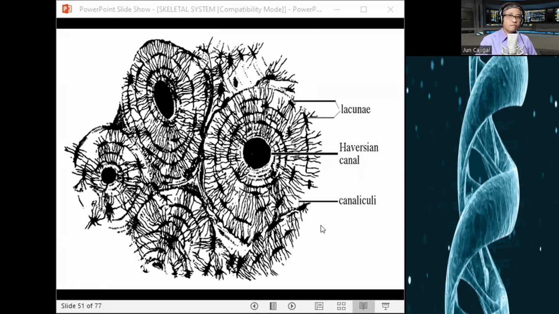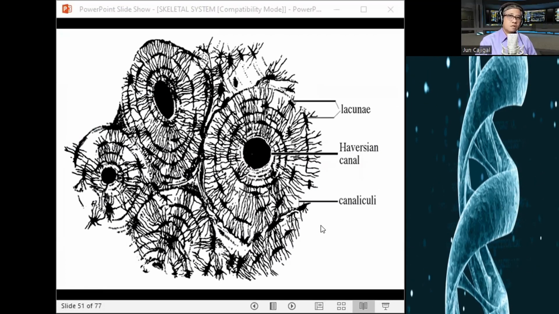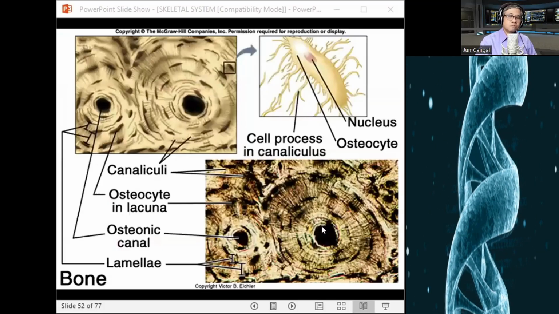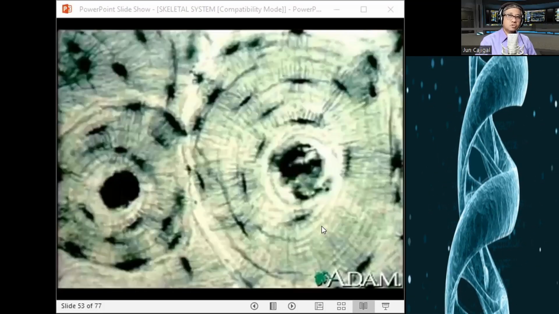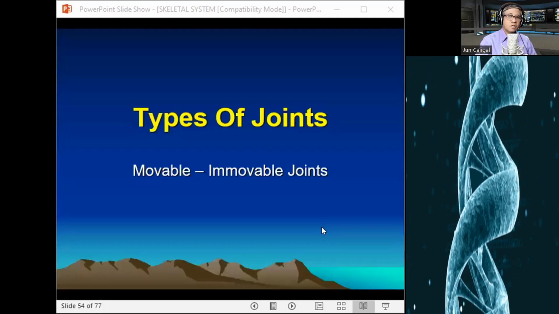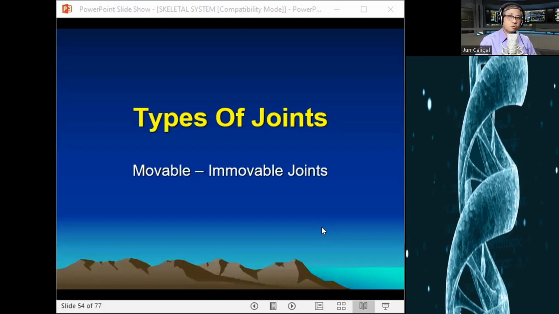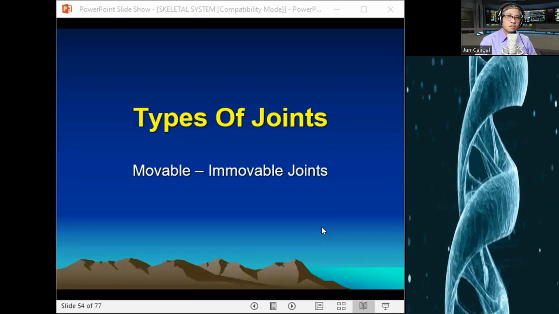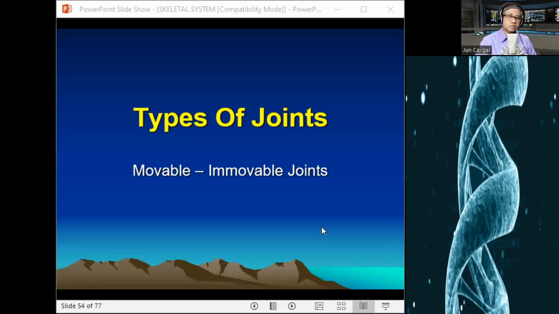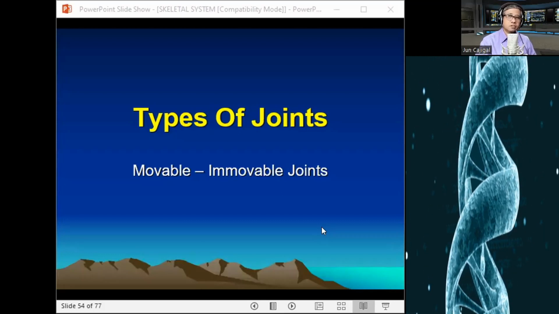Alright, so I hope that video helped you a lot in understanding bone tissue. So I guess we can now proceed with the last part of this lecture. Let us now study the types of joints. Now, a joint is the point where two bones meet. And there are two general types of joints. We have movable joints and immovable joints.